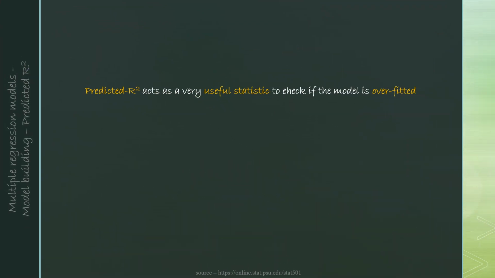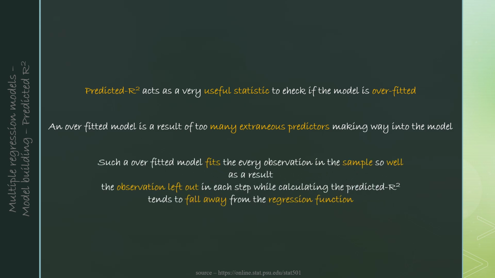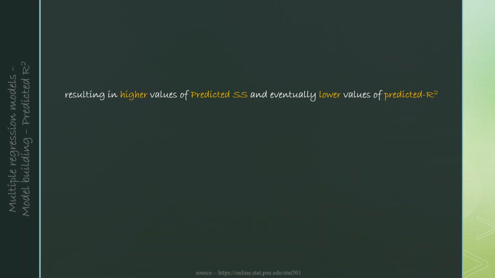Predicted R-square acts as a useful statistic to check if the model is overfitted. An overfitted model is a result of too many extraneous predictors making their way into the model. Such an overfitted model fits every observation in the sample so well that, as a result, the observation left out in each step while calculating the predicted R-square tends to fall away from the regression function, resulting in higher values of predicted sum of squares and eventually lower values of predicted R-square.